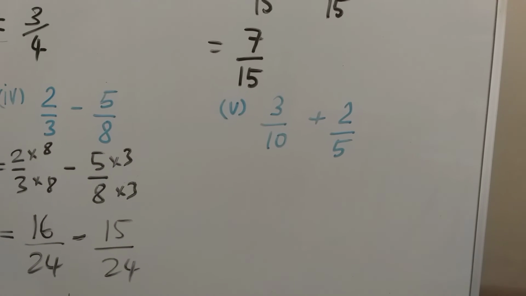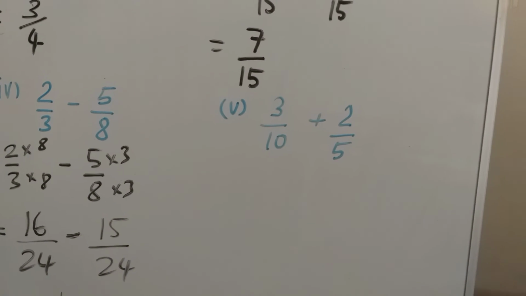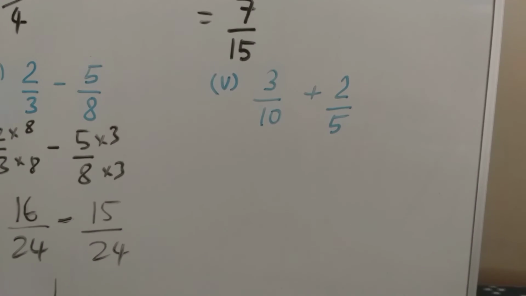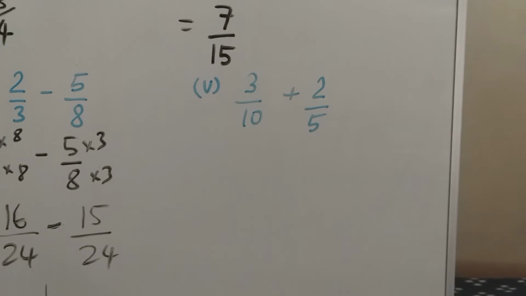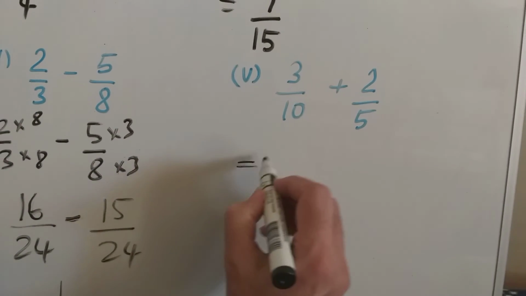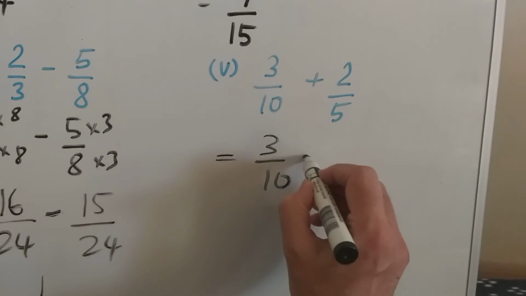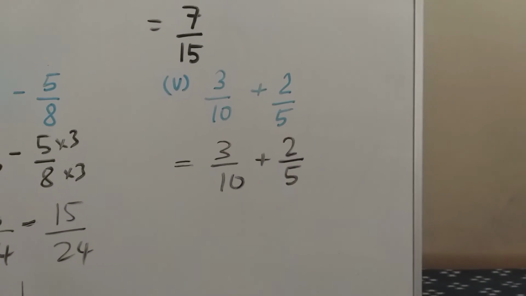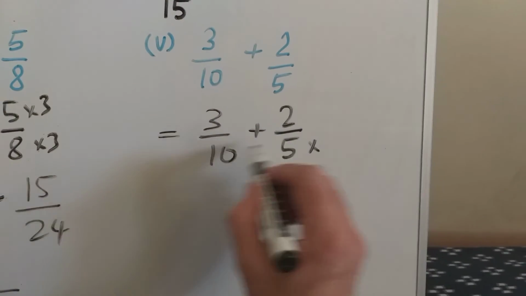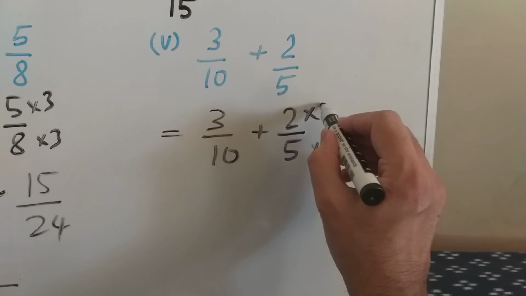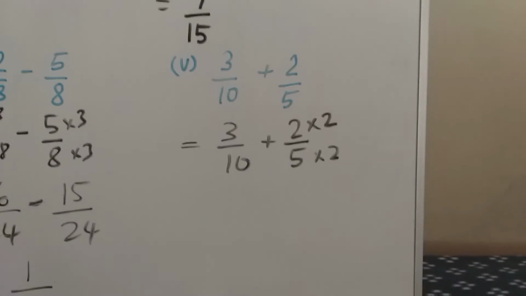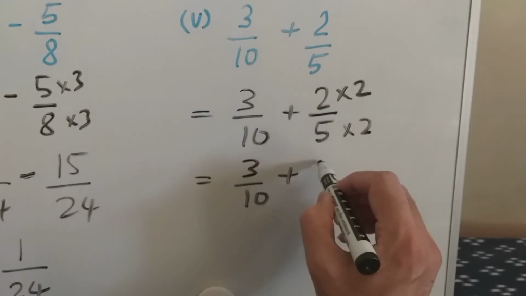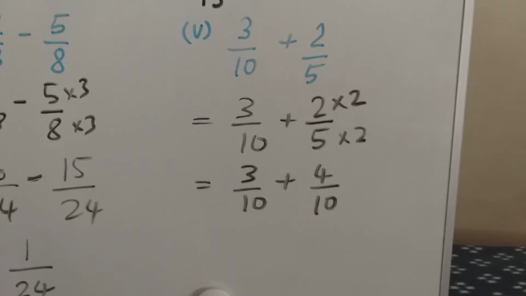In the next one, we are adding 3/10 plus 2/5. The lowest common denominator of 10 and 5 is 10. 10 is the lowest number in which both will go. So the first fraction we keep as it is, 3 over 10. But the second one we have to use a multiplier for the numerator and the denominator. So 5 times what will give us 10? 2. So the same multiplier for the numerator. So that becomes 3 over 10 plus 2 times 2 is 4 over 10.